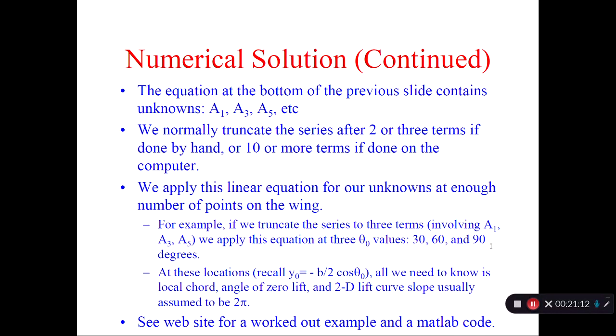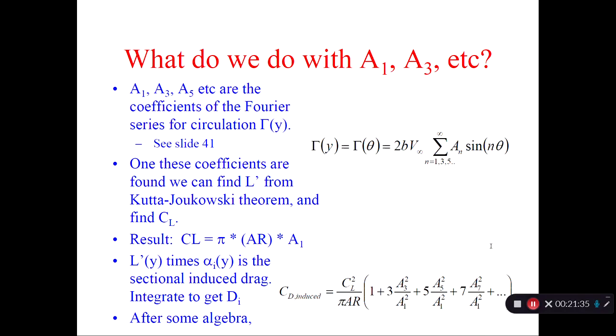So equally spaced values. So if you have n terms, then it will be pi over 2 divided by n. So depending on what n is, that's the increment by which you go. So our website already has a MATLAB code, and we can solve this problem. Right now, let's look at what happens to the downwash, what happens to the induced drag.